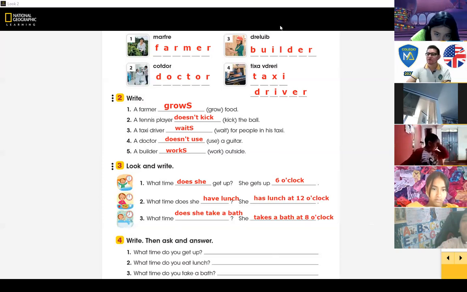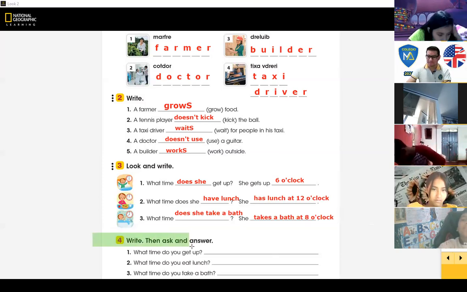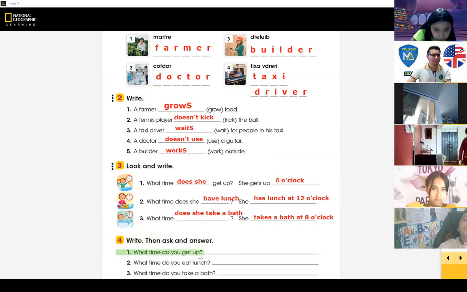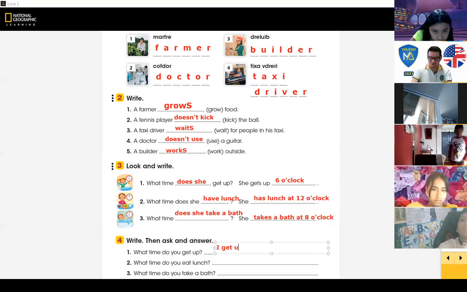And finally, let's go to the next activity. Activity 4, write, then ask and answer. What time do you get up? This is for you with your personal information, no? You can say, I get up, esto es con su información personal, ¿no? I get up at 7 o'clock, for example, ¿no?